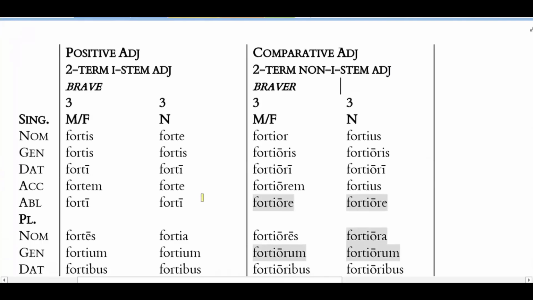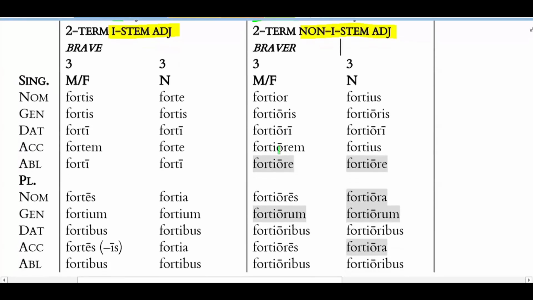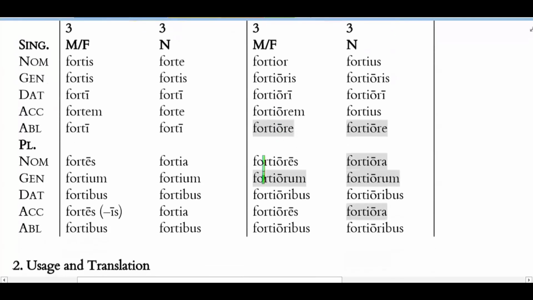So on the left is the 2 termination I stem adjective brave. This is just a positive adjective, fortis, forte. And then on the right side, I've given you the 2 termination non-I stem adjective, which is the comparative version. Okay, we'll highlight positive versus comparative. So left side brave, right side braver. And what I want to just point out here is where they differ from each other.